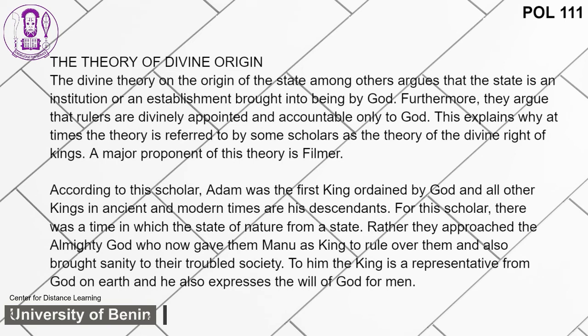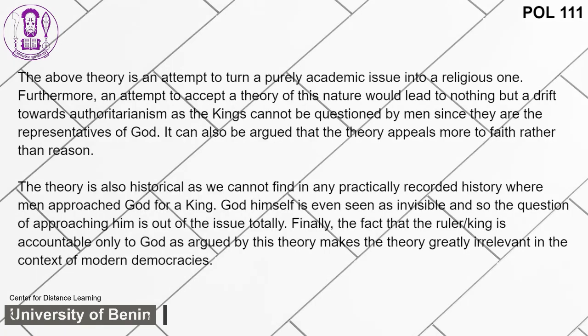According to this scholar, Adam was the first king ordained by God, and all other kings in ancient and modern times are his descendants. For this scholar, there was a time in which the people could not emerge from the state of nature to form a state. Rather, they approached the Almighty God, who gave them Manu as king to rule over them and also brought sanity to their troubled society. To him, the king is a representative from God on earth and he also expresses the will of God for men.